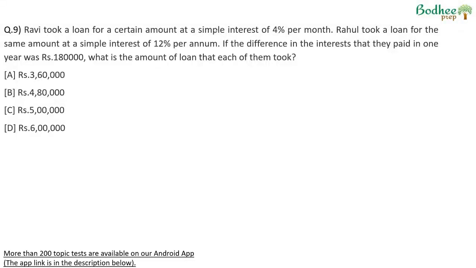Ravi took a loan on a certain amount at a simple interest at 4% per month. Rahul took a loan for the same amount at simple interest 12% per annum. If the difference in interest they paid is 18,000, what is the loan? Now Ravi will have to pay 4% per month. Therefore, simple interest, his yearly rate will be 4 into 12, which is 48% per annum. This is for Ravi.